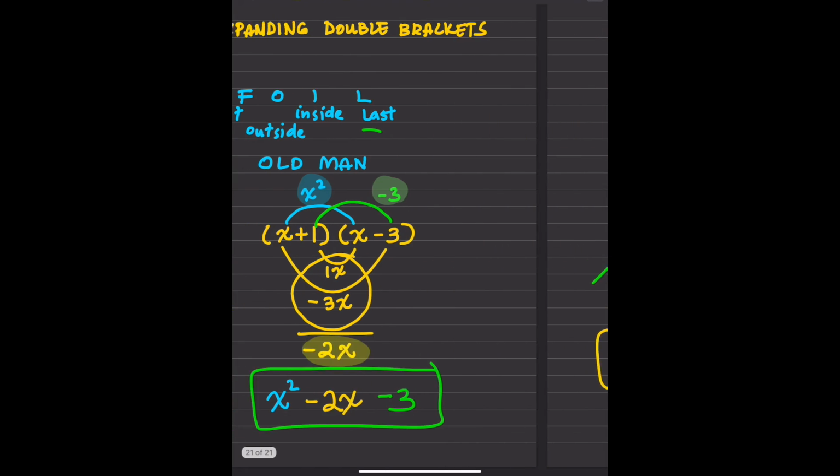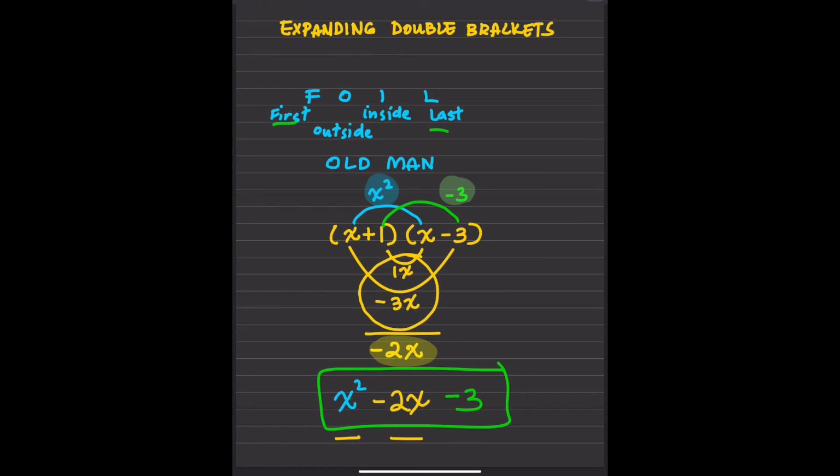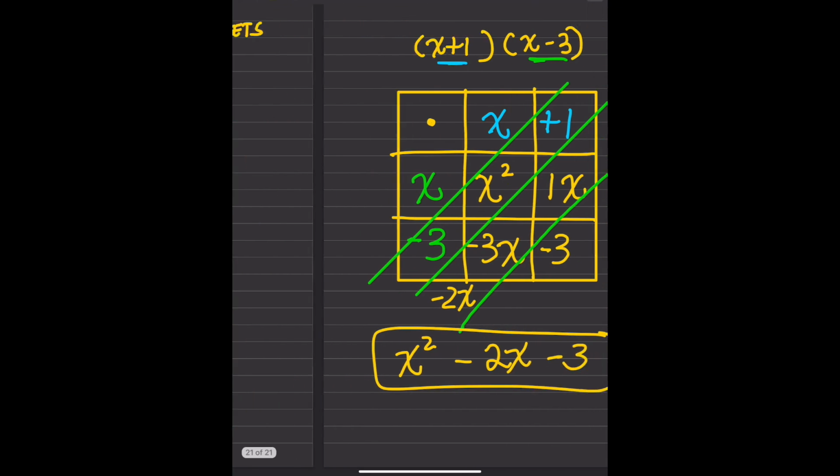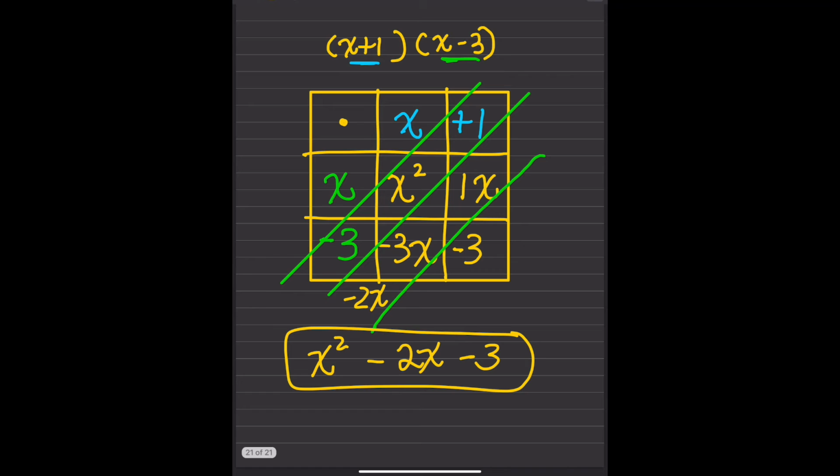Let's look at the other page. x squared minus 2x minus 3. So you have come up with the same answer. Now the third method I'm going to show you is you actually distribute it, making two sets of simple expanding. So x plus 1, x minus 3.